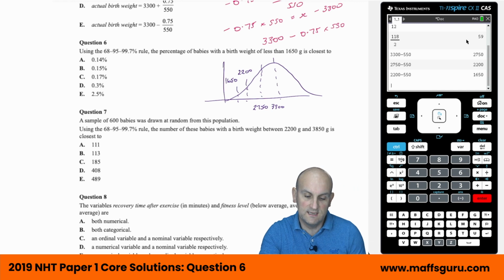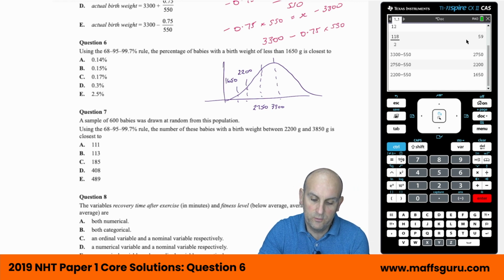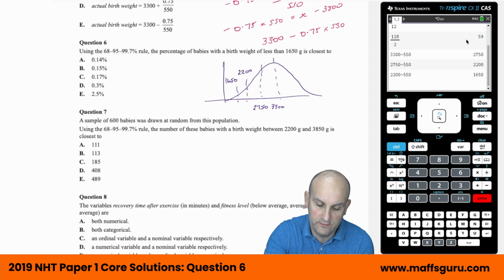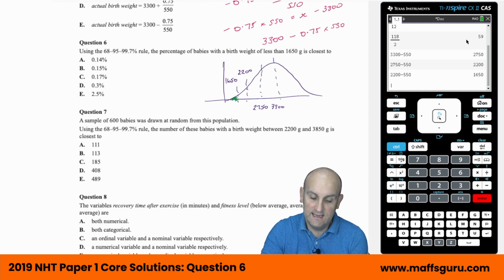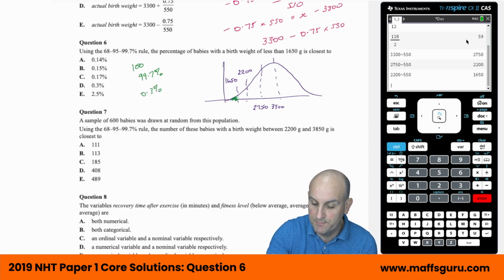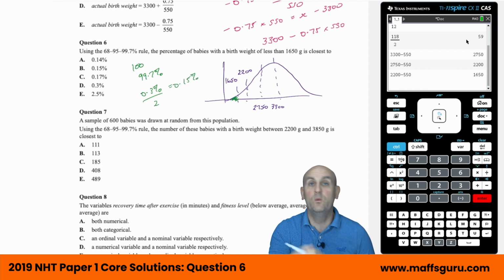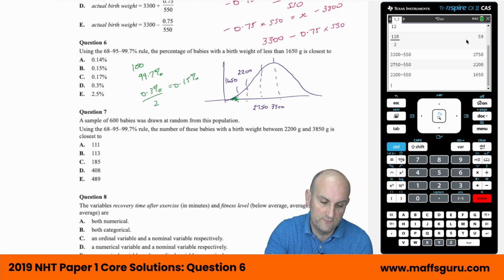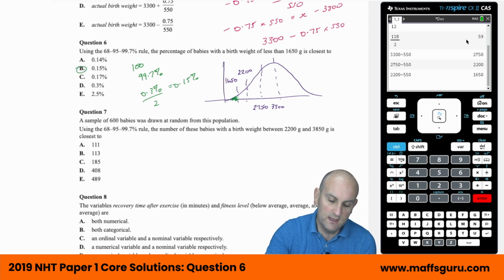1,650. All right, so what it says is the percentage of babies with a birth weight of less than 1,650 grams. That's going to be this section here, which basically is, so if we remember, we've got 99.7%. I take that away from 100, which gives me 0.3%, and that's both ends. When I divide by 2, it gives me 0.15%. Now again, I work this out because I can. You should have this in your summary book with all the diagrams to show you what each of them is. So 0.15 would give B as the correct answer.